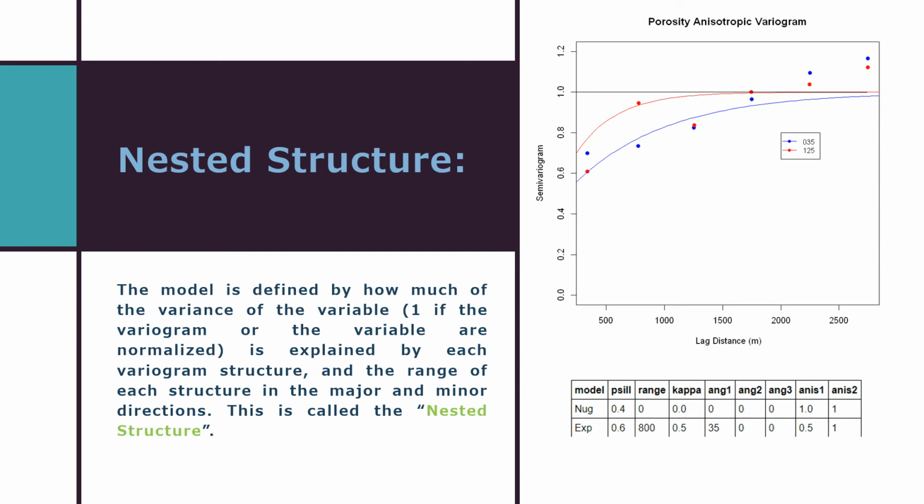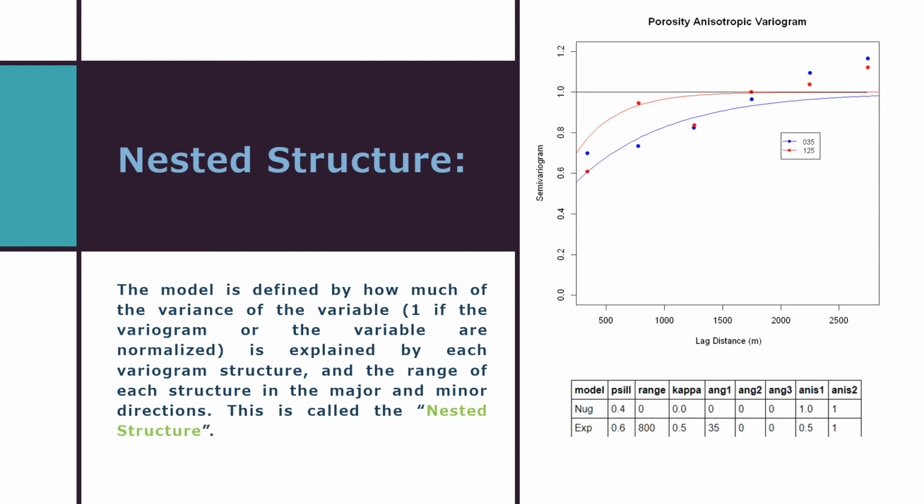The nested structure is a combination of different known variogram models, 4 of which were depicted in the last slide, with different specifications in a way that their combination fits the experimental variograms that we have produced the best.